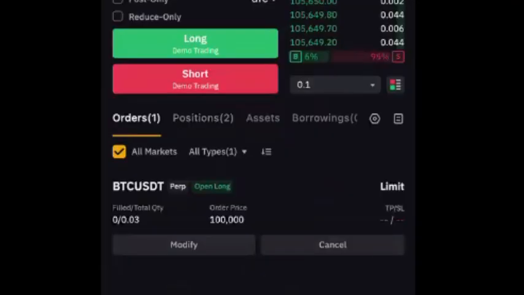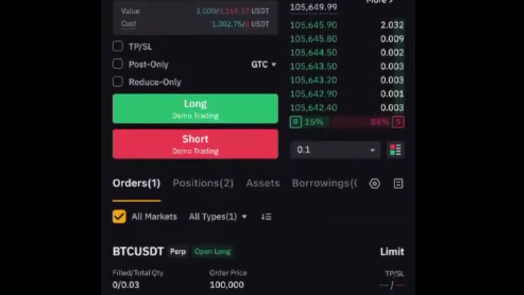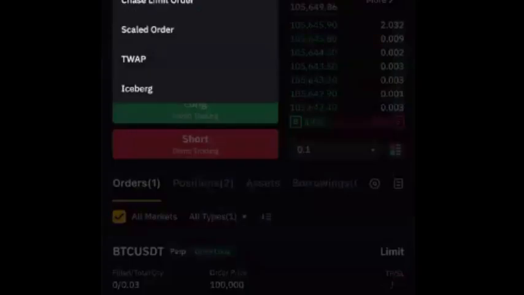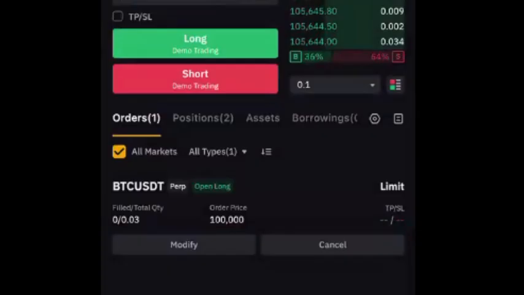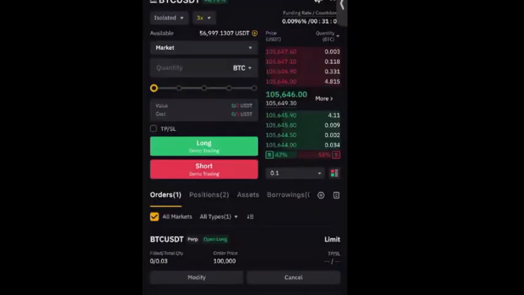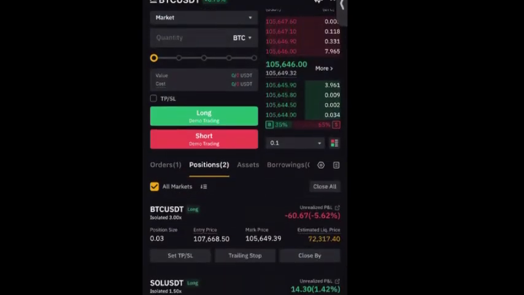If we come here to orders, we can see that the trade is waiting to happen. So immediately Bitcoin hits $100,000, the trade will be placed for me automatically. That's the way a limit order works. I'm going to change it back to market. And it works vice versa if you want to sell. I'm just going to go into that to teach us how to sell.